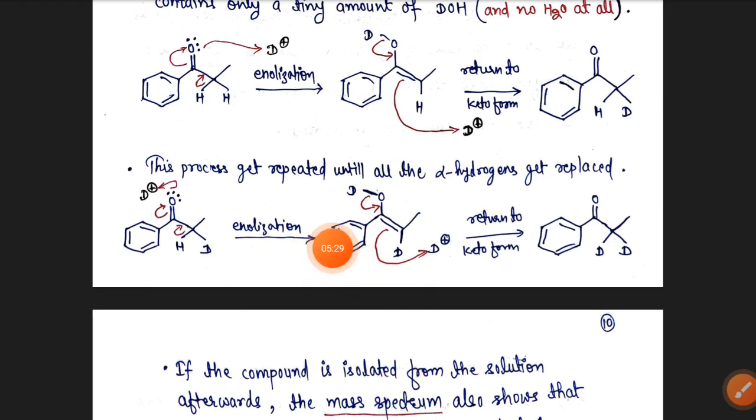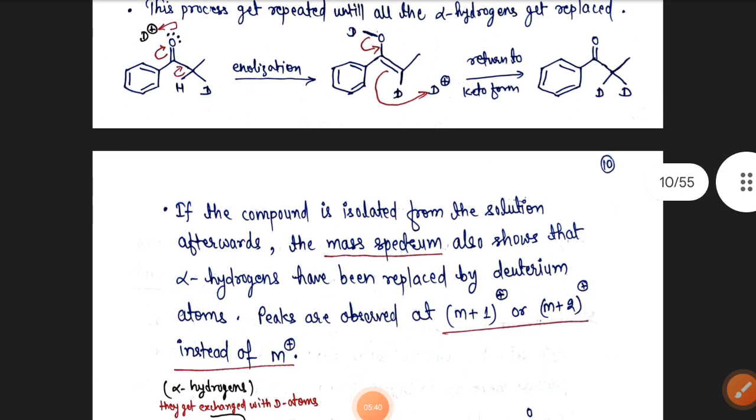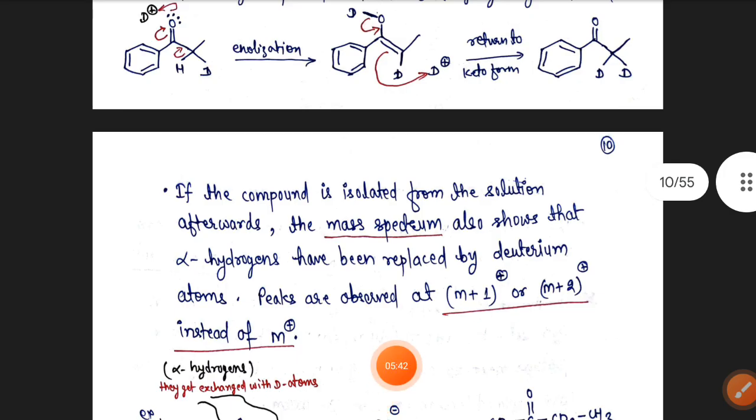The process gets repeated until all the alpha hydrogens get replaced, and this is the mechanism. Okay, so you try it yourself. This is the mechanism, and all the reasons behind this are given here.